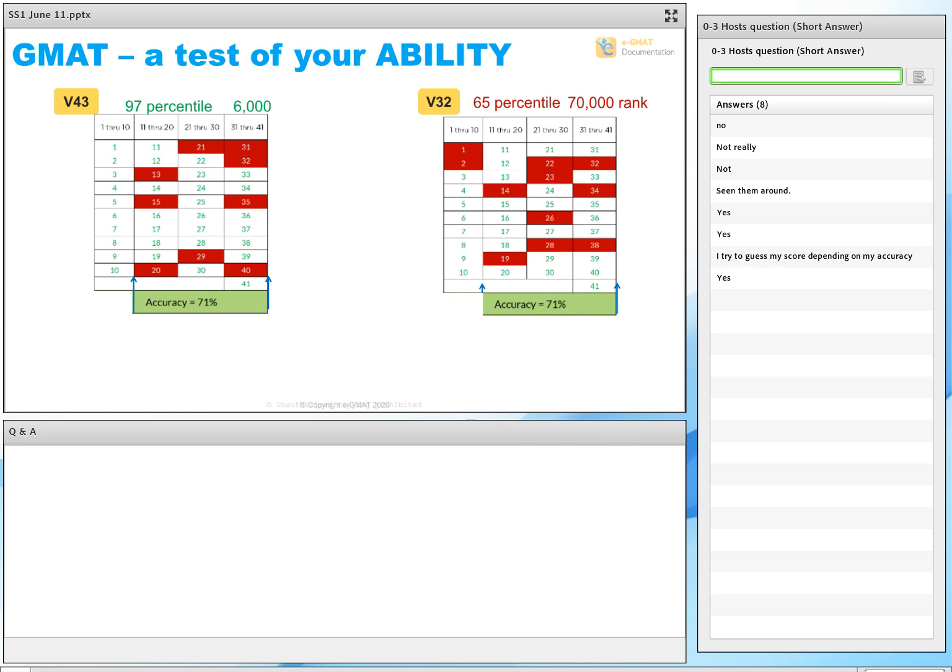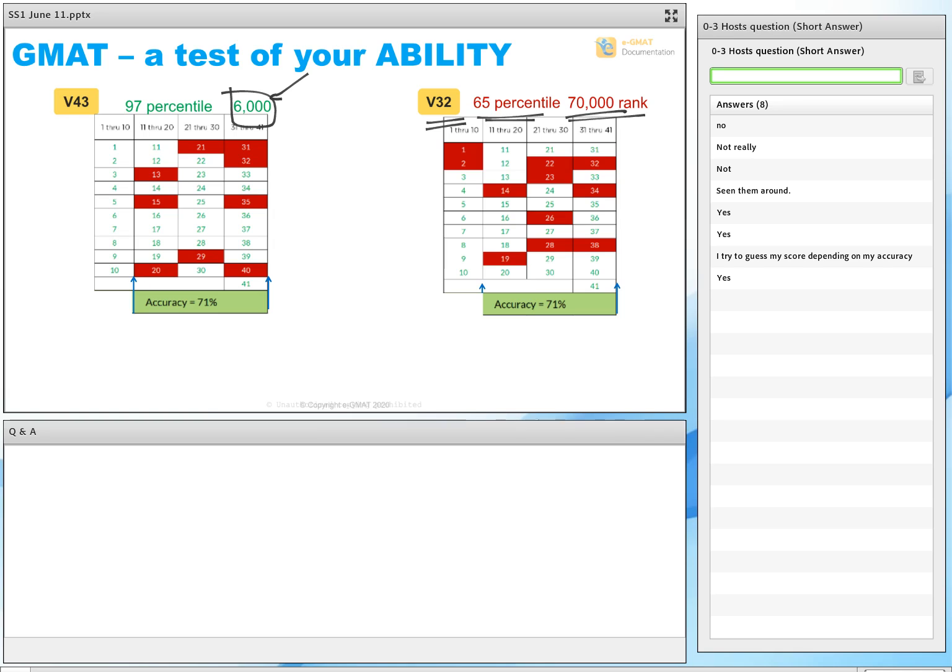Student 1, the guy who made just 9 mistakes, had an ability score of 97 percentile, which means that what the GMAT told him was that, out of the 200,000 people who take the test every year, you are among the top 6,000 students. Student 2 got a V32, and essentially his ability was 65th percentile. What the GMAT told him was that out of the 200,000 people who took the test this year, you're among the top 70,000 students or so.